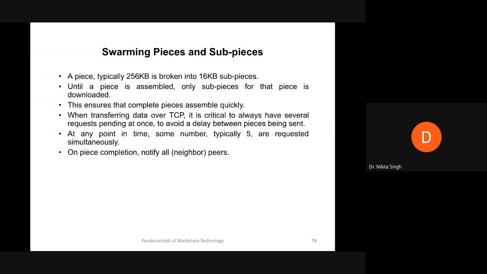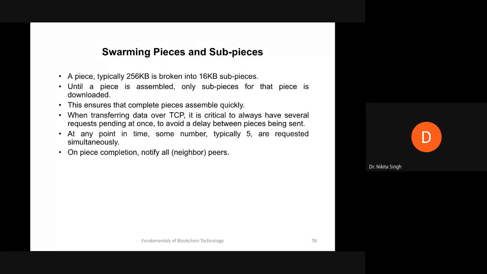We have all seen that a piece of a file in BitTorrent is typically 256 KB, which is broken down into 16 subpieces, and each of these subpieces is 16 KB in size. And as previously mentioned, until a complete piece is assembled, we only keep downloading the subpieces of that piece. This is done to ensure that the piece is assembled quickly so that it can be uploaded to other peers on the network.